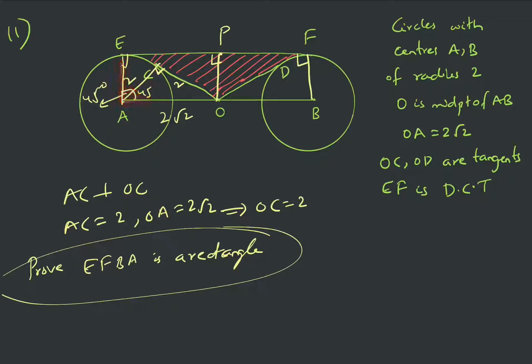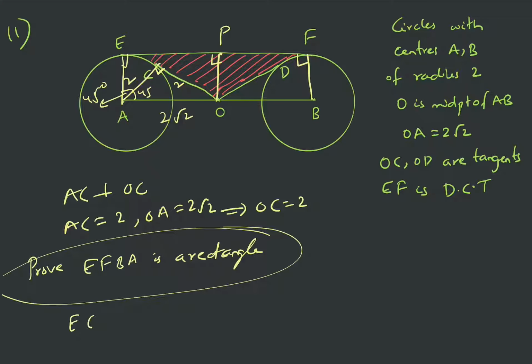So this entire angle is 90. So this is 45. Fine. So what I am trying to do is, I'll find this shaded area and I'll just double it. And to get this shaded area, what I need to do is, I need to find the area of this rectangle minus the area of this triangle and minus the area of this sector. So I'll get this shaded area.